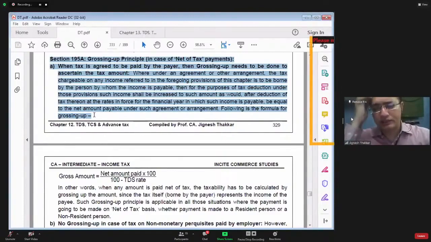Besides that, there are 2 duties of the payee, the person who is receiving money. Number 1, even though he has received the net amount, he should consider only the gross amount in his income.